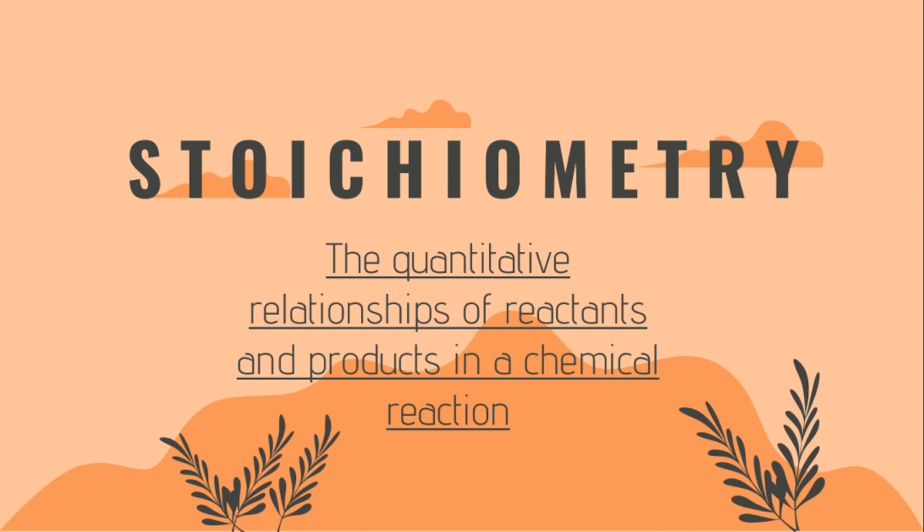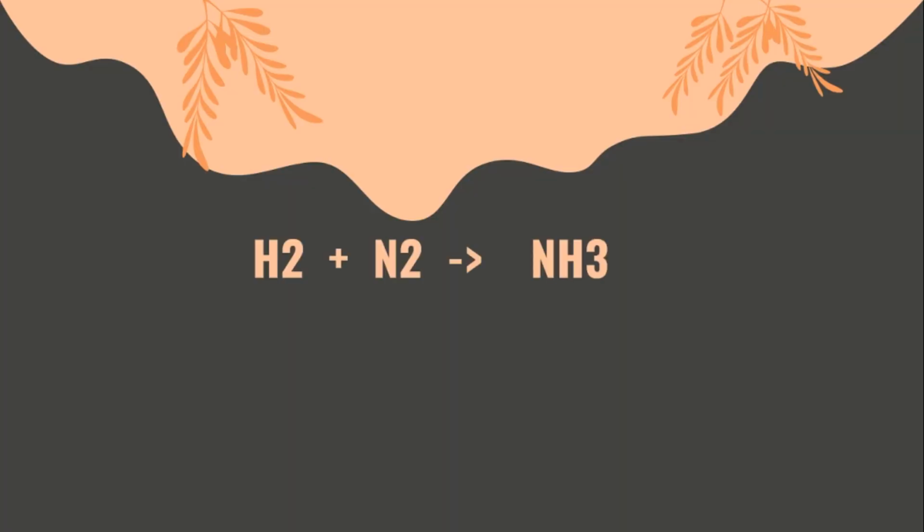So what exactly does that mean? It is actually about how we understand mathematically that everything that occurs in the chemical reaction relates to each other. Let's take a look at a very simple reaction. Hydrogen reacting with nitrogen to produce ammonia. It is not balanced, so we'll have to add some coefficients.